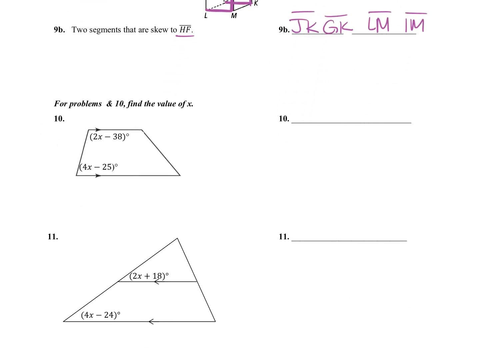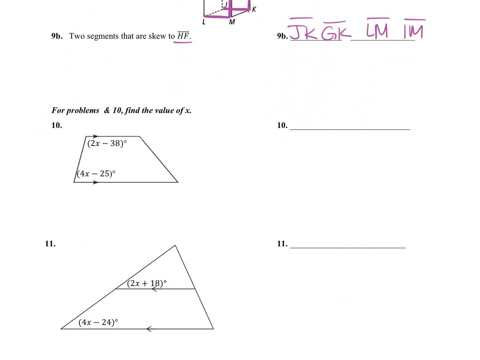All right, look at problem number 10 here. First of all, what kind of angles do you see? Same side interiors, right? Here's your parallel lines. Here's your transversal. They are on the same side of the transversal. They're to the right of the transversal, but they're inside your parallel line. So same side interior angles.